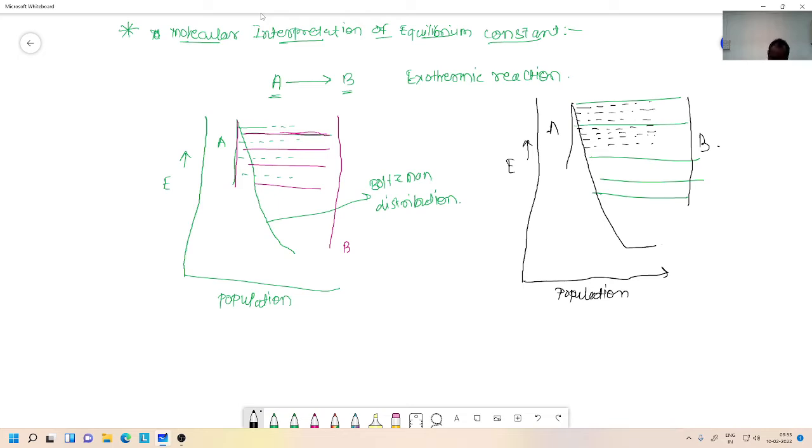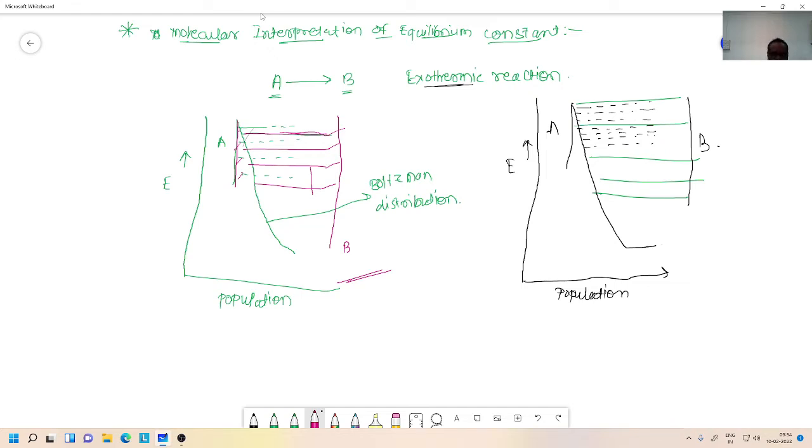So what this indicates is that when the reaction is exothermic, the energy is evolved, that is, heat is evolved, right? When this heat is evolved, looking at the Boltzmann distribution of the species A and B, it can be seen that reactant and product have similar densities of the energy levels. Similar densities of the energy levels means what? The spacing between this energy level and this energy level, and so on.